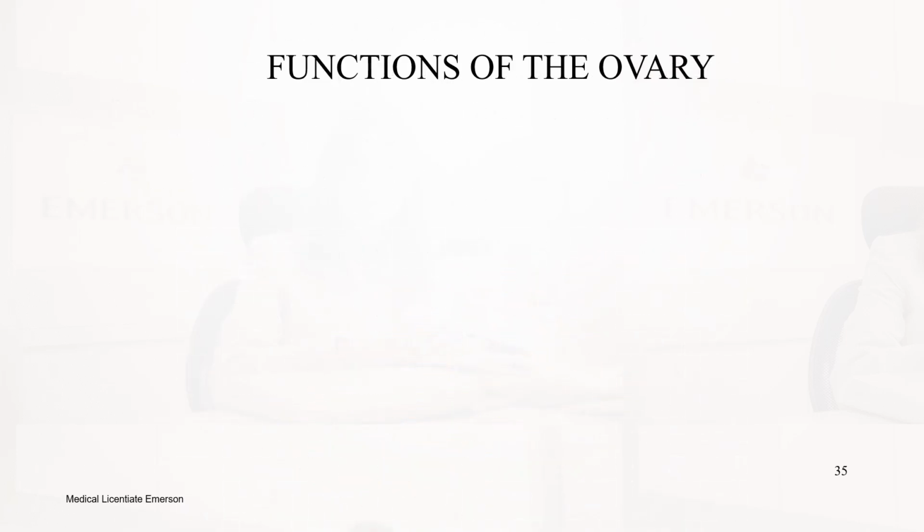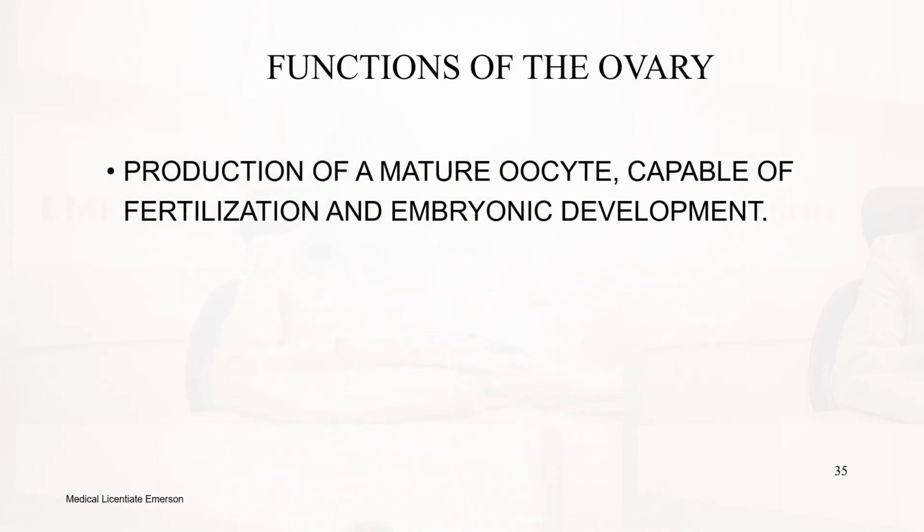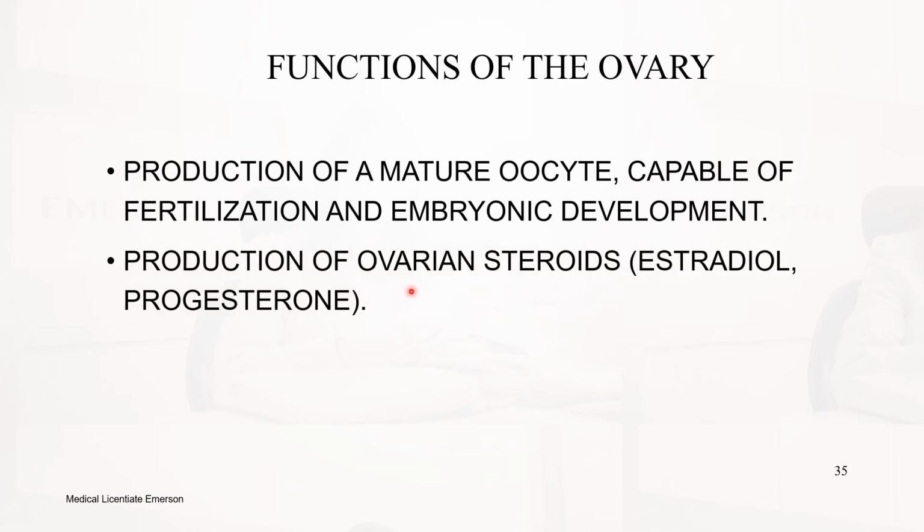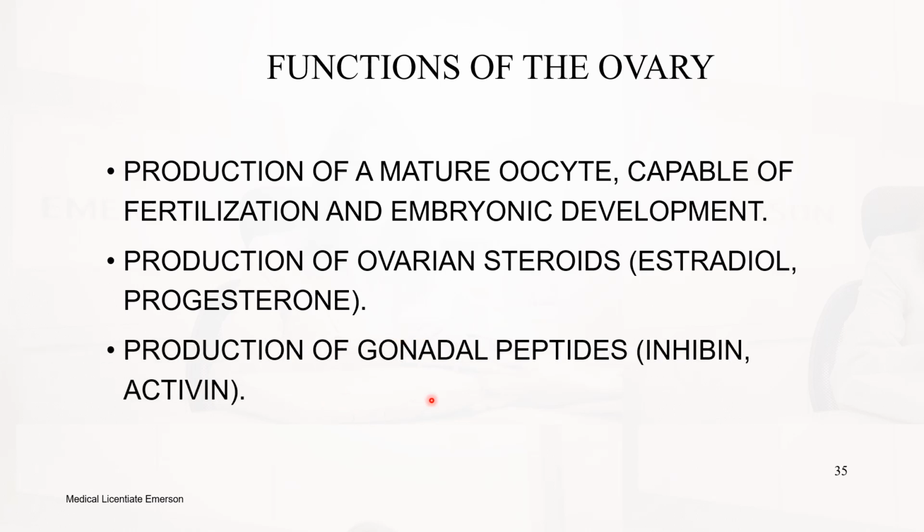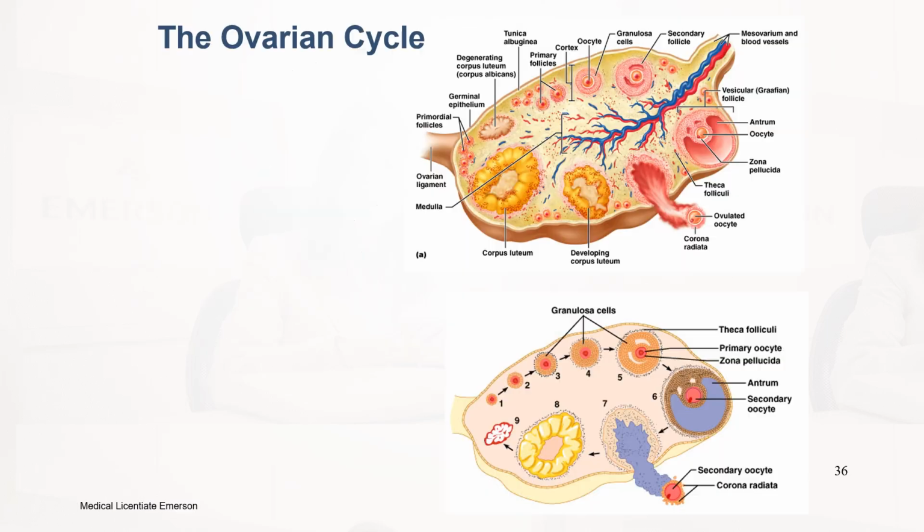In terms of functions of the ovary, number one is production of a mature oocyte capable of fertilization and embryonic development. Also production of ovarian steroids such as estradiol and progesterone. And the other is production of hormones such as inhibin and activin.